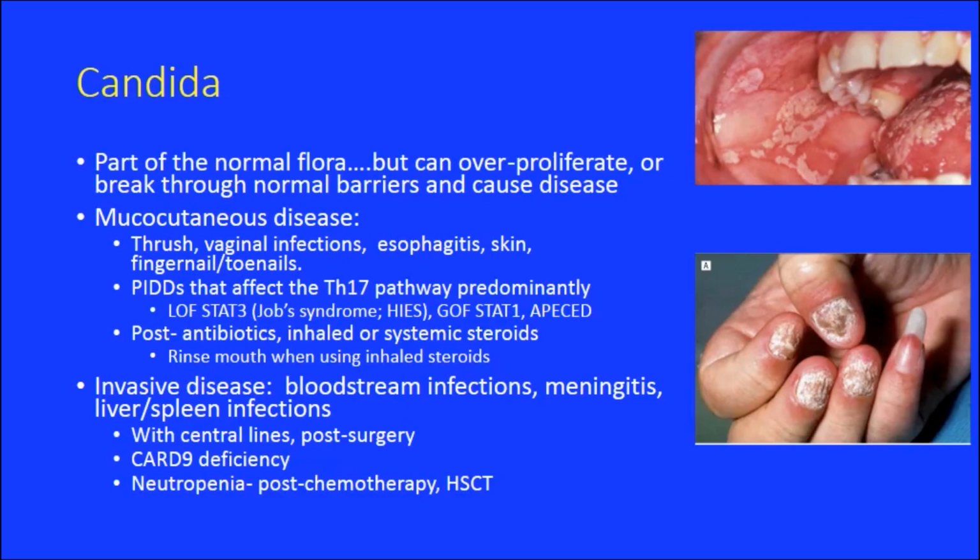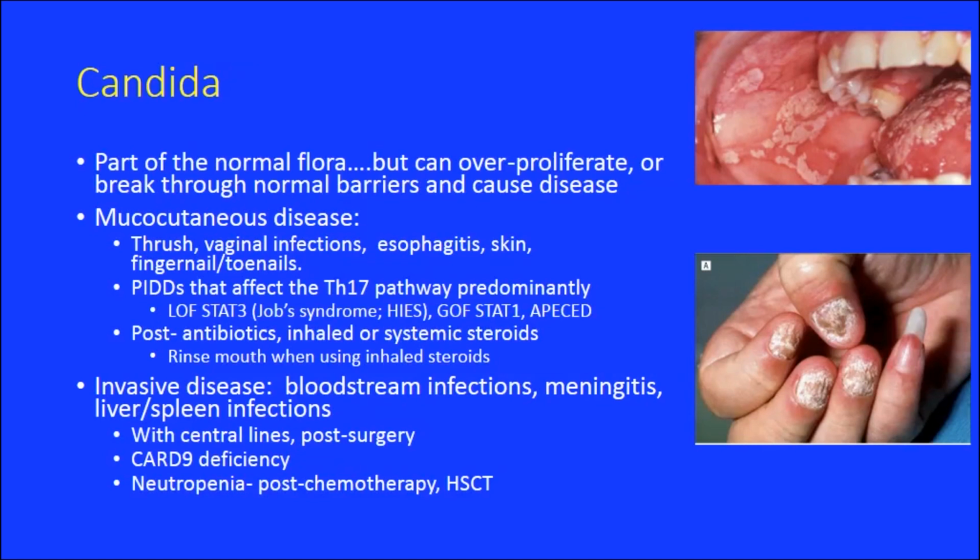And other examples of mucocutaneous disease is vaginal yeast infections, really common in otherwise healthy women. Esophagitis, it can either stay in the mouth or the Candida can actually head down into the esophagus, which can cause a lot of pain with swallowing and feeling like food is getting stuck. Candida can cause skin infections. It likes warm, moist areas, like in the groin, and can cause fingernail and toenail disease. You can see there's a picture there of one of my patients with multiple fingernails involved with candidiasis. That's someone with an underlying disease of hyper IgE syndrome.